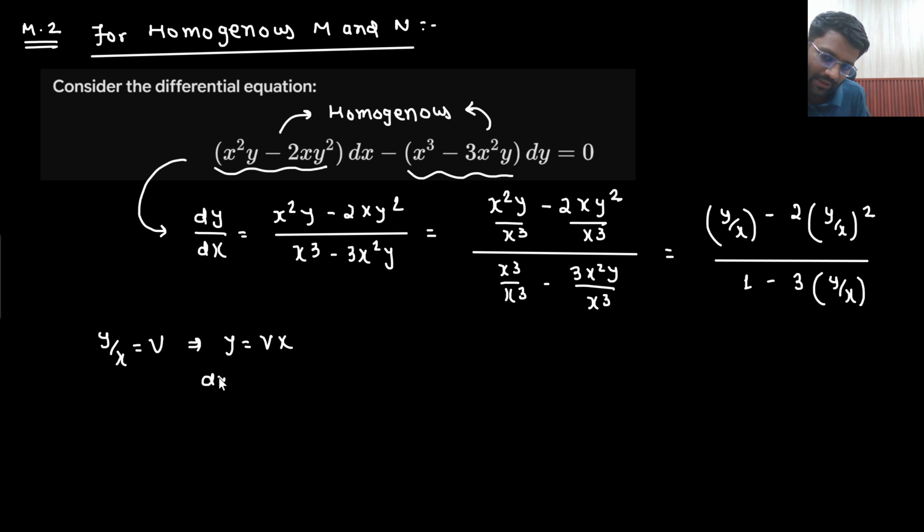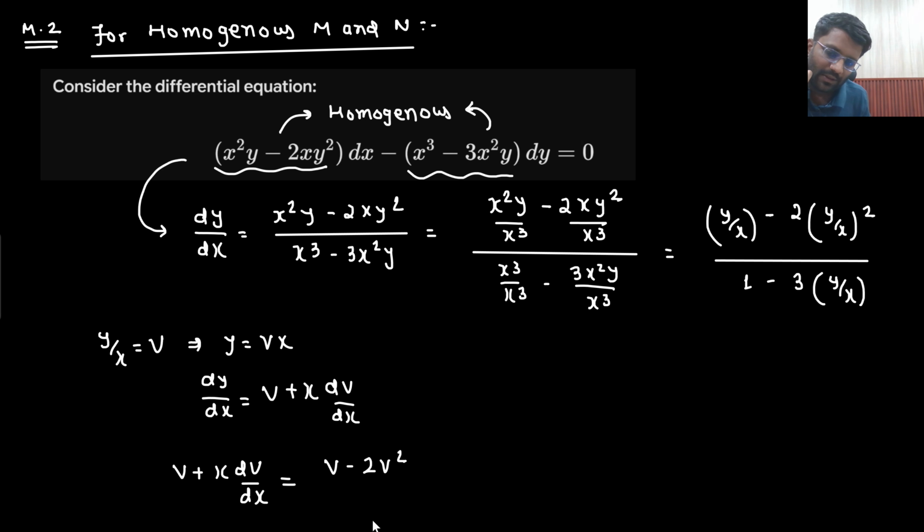Now from here, can I calculate dy by dx? Yes sir, dy by dx. This is your u into v function. So first one as it is, differentiation of second, differentiation of x will be 1, plus second as it is, differentiation of v will be dv by dx. So dy by dx could be replaced as v plus x dv by dx, and that is coming out to be equal to, what is y by x? y by x is nothing but v. So v minus 2v square upon 1 minus 3v. Is that understandable to you?